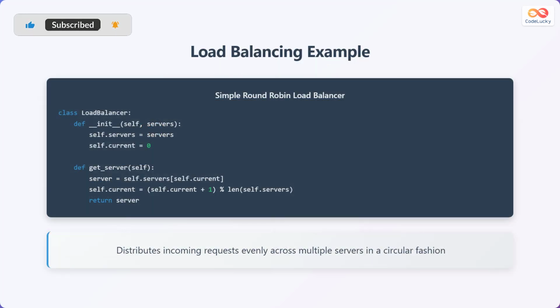Here's a simple example of a round-robin load balancer implemented in Python. The class LoadBalancer distributes incoming requests evenly across multiple servers in a circular fashion. The constructor takes servers as the input. The getServer method returns the next server in the list.